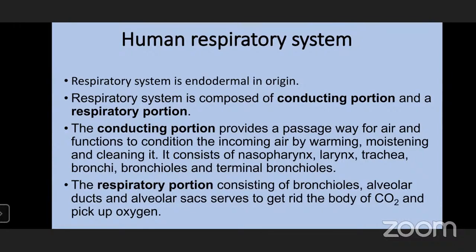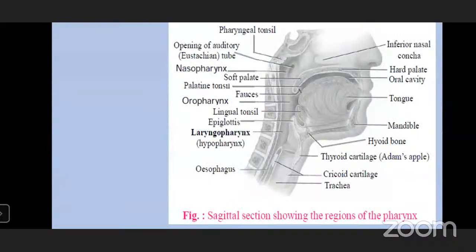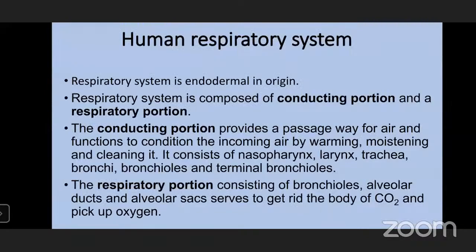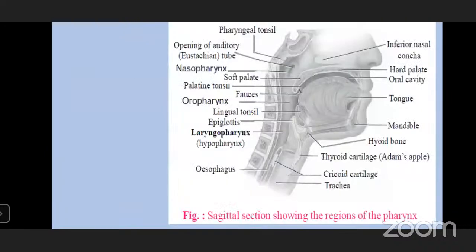They will get rid of carbon dioxide, removing it to the external environment. They will lose the carbon dioxide and pick up the oxygen. So that is the respiratory portion, and this exchange of gases is due to the partial pressure of oxygen and carbon dioxide. Now we know about the conducting portion and the respiratory portion. When we look at the diagram, it will be very clear what the parts are.